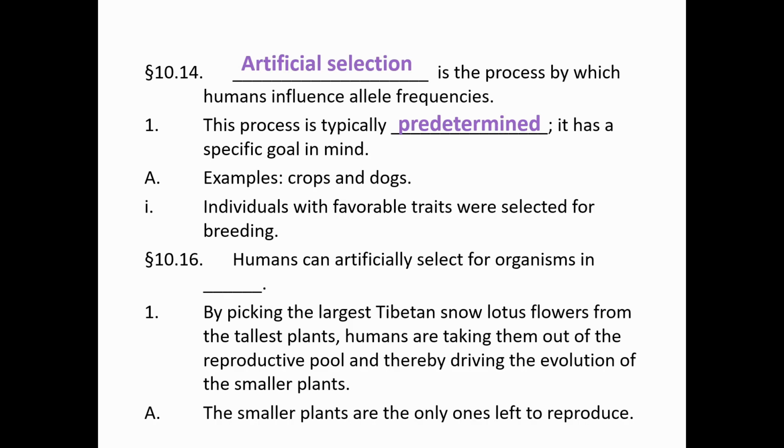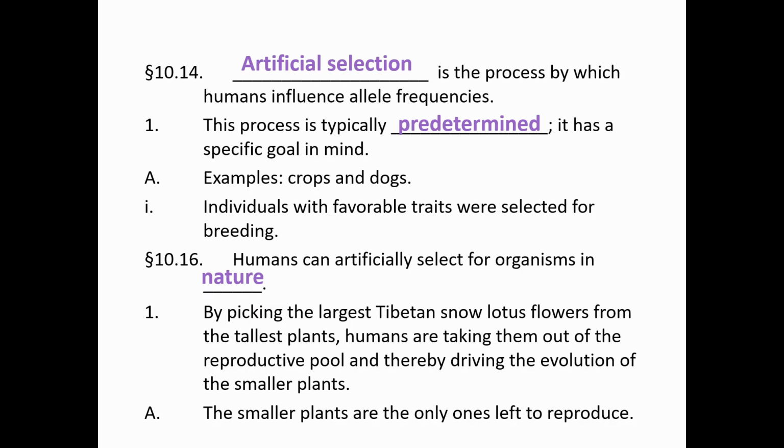Same thing with dogs. We want to have a certain trait. We want them to be small. We want them to be large. We want them to have certain colors or types of fur. We would breed them until we would get that trait we wanted every time. So we can also do this in nature.